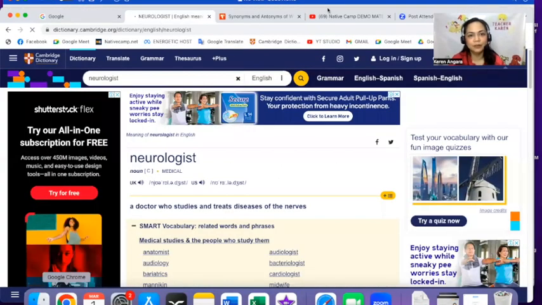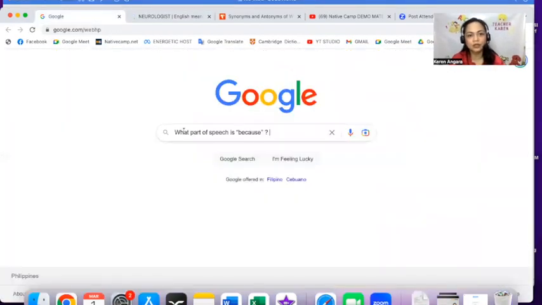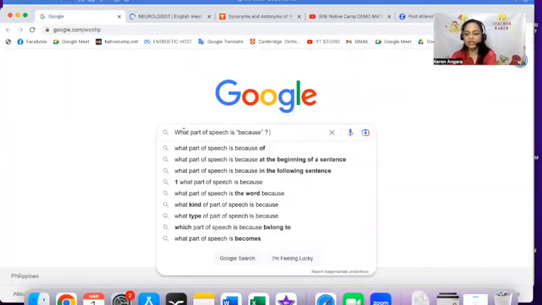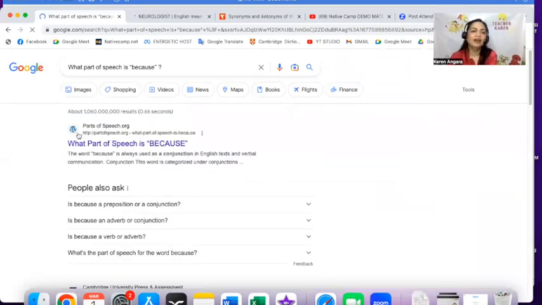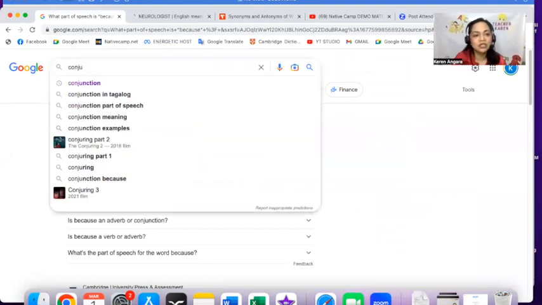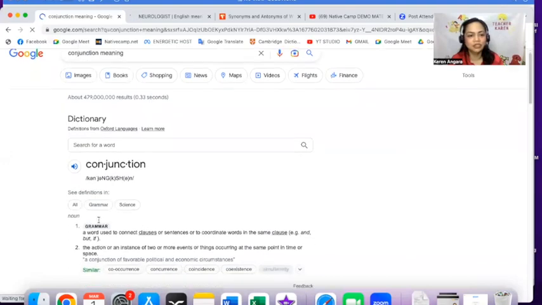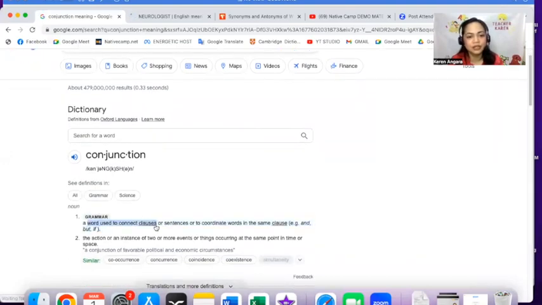So, for example, I'm going to use Google. I'm going to type the question, what part of speech is because? You're like panicking. Okay, what part of speech is because? You see here that it's a conjunction. So you'd be able to give the answer. So if you don't know what a conjunction is, you say conjunction meaning. So there you go. Conjunction in grammar, it's a word used to connect clauses or sentences to coordinate them.